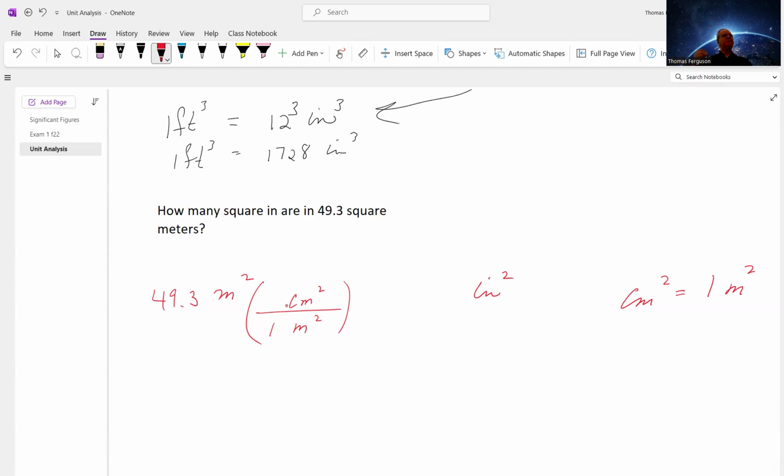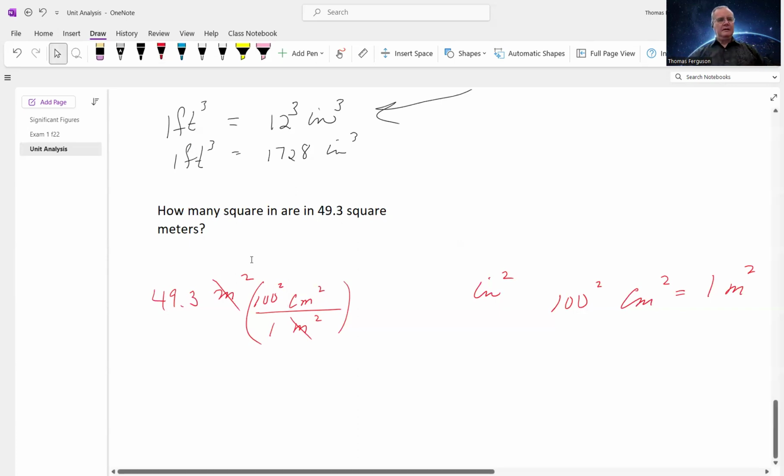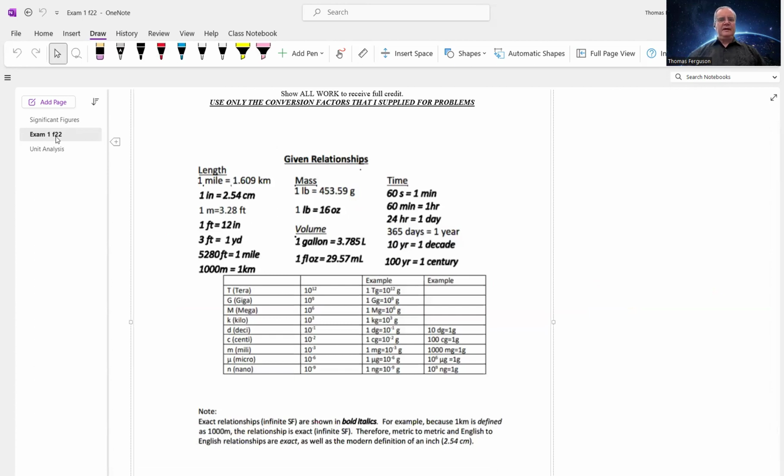how many centimeters are in a meter? How many cents are in a dollar? How many centimeters are in a meter? 100. And because it's squared, we have to square that. So that's now our conversion factor. So this is going to be 100 squared here. Now we have square centimeters. And if you look over here, we have centimeters and inches up at the top left, 2.54. And notice it's bold-faced, so that means it's infinite precision.